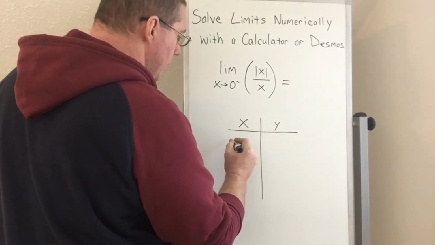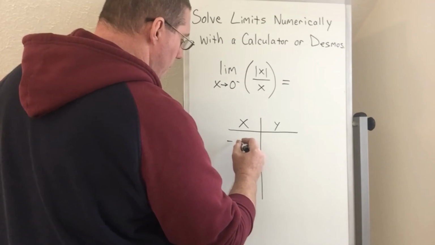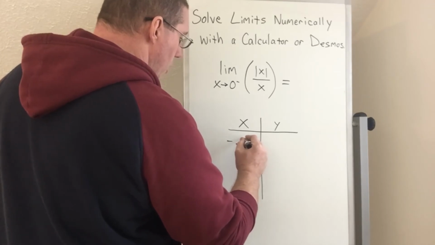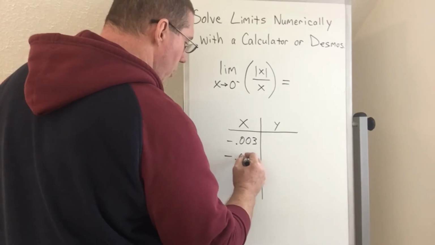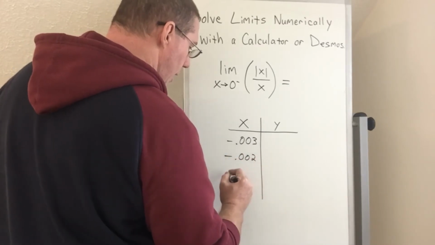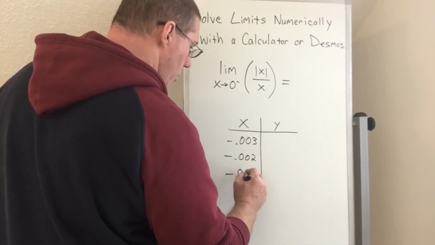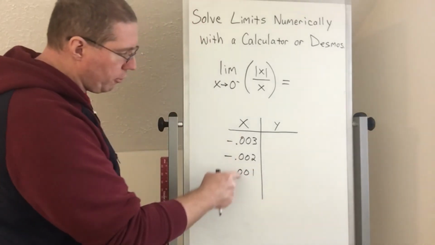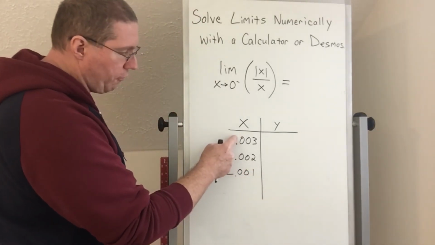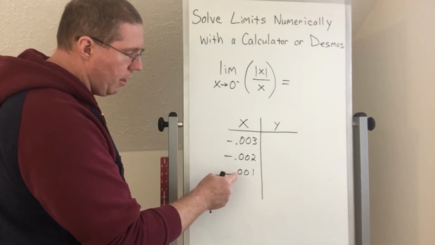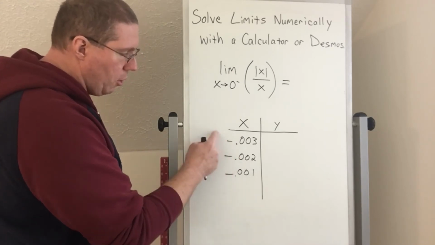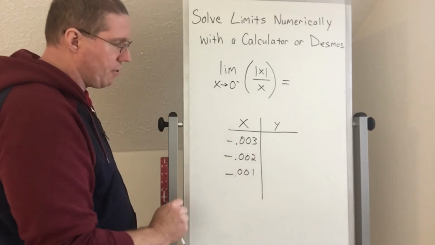So let's do maybe negative 0.003, negative 0.002, and negative 0.001. So we're getting closer and closer to 0 here. This is farther from 0 than this, and this is farther from 0 than this, and then this is right next to 0. So we're approaching 0 from the negative side, right?